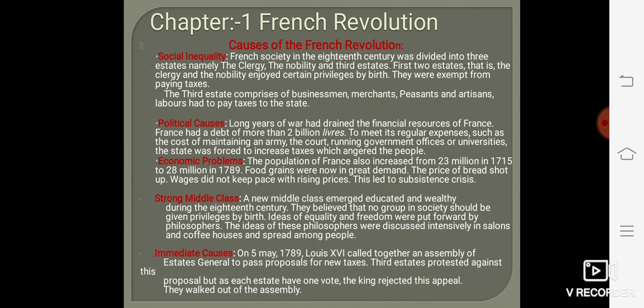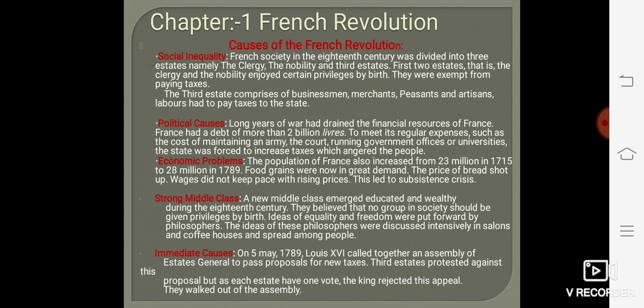Political causes. Long years of war had drained the financial resources of France. France had a debt of more than 2 billion. To meet its regular expenses, such as the cost of maintaining an army, court, running government offices or universities, the state was forced to increase taxes, which angered the people.